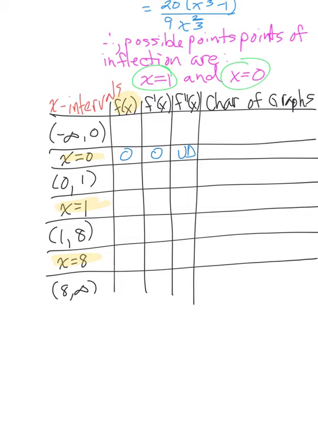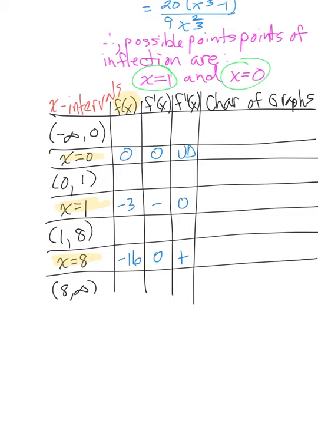And then for x equals 1, I get negative 3 for the original function, a negative value for the first derivative, and 0 for the second derivative. And then for x equals 8, I get negative 16 in the original function, 0 in the first derivative, and a positive value in the second derivative. So then let's look at all the intervals.